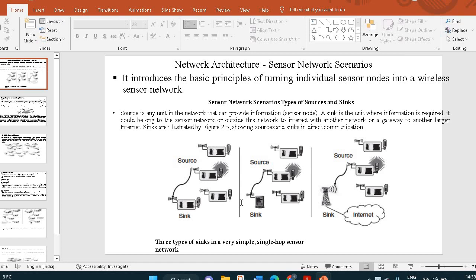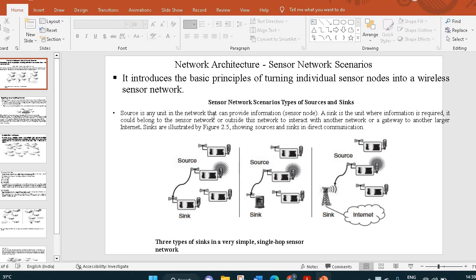Good morning. Today we are going to see network architecture, sensor network scenarios. It introduces the basic principles of turning individual sensor nodes into a wireless sensor network. Sensor network scenarios: types of sources and sinks.